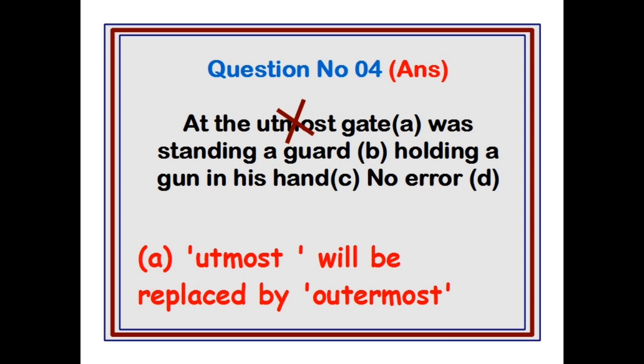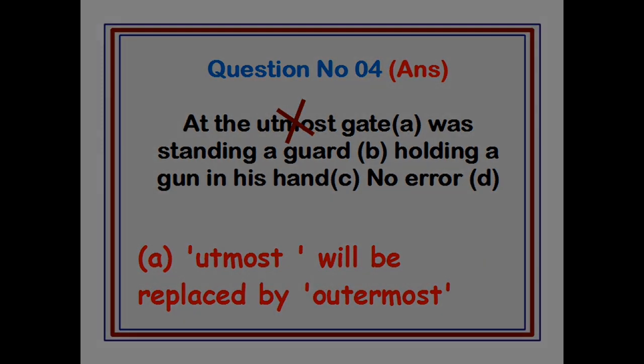Utmost means the greatest. For example, he is a man of the utmost recognition. So if we use the word utmost here, it doesn't express the correct meaning. So we have to use outermost in place of utmost. So the error is in the A part.